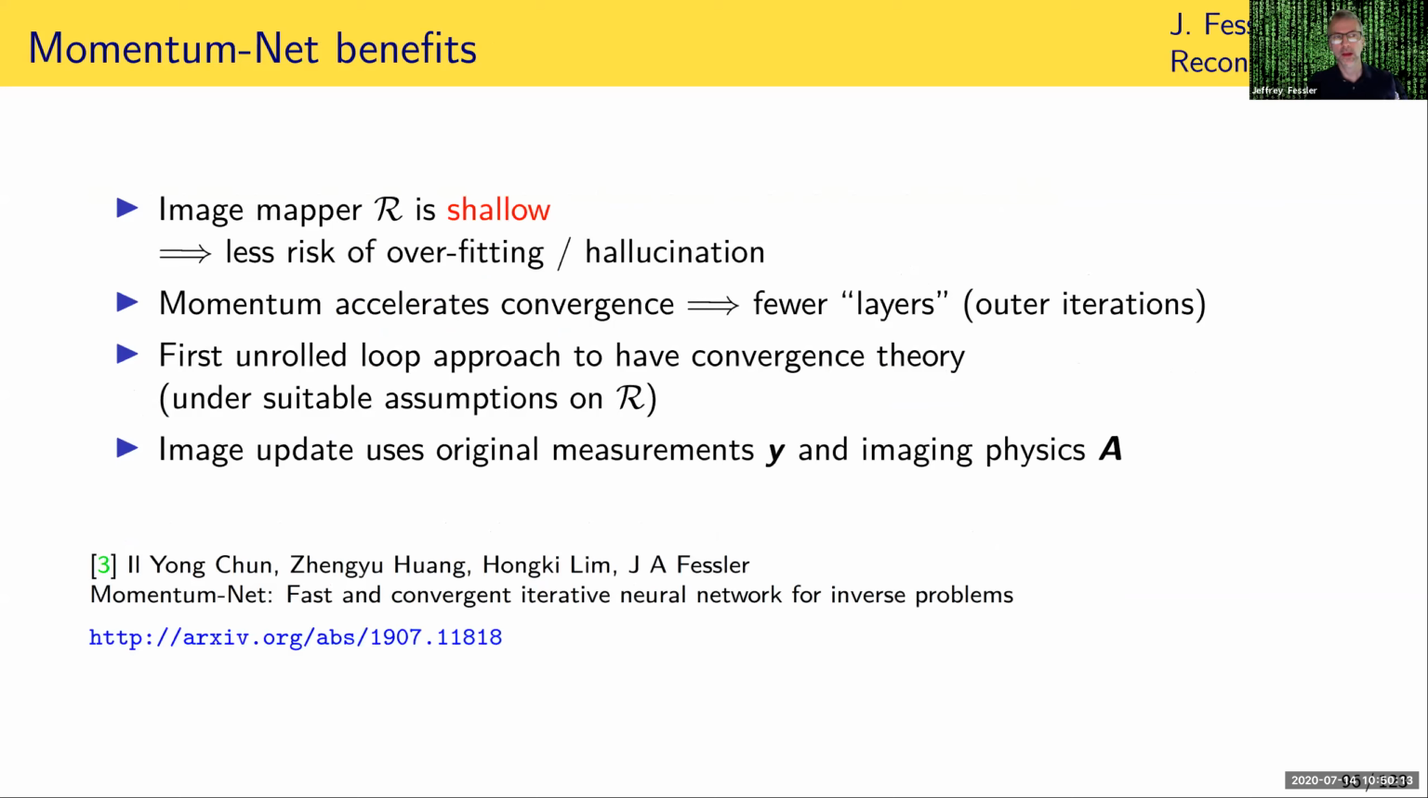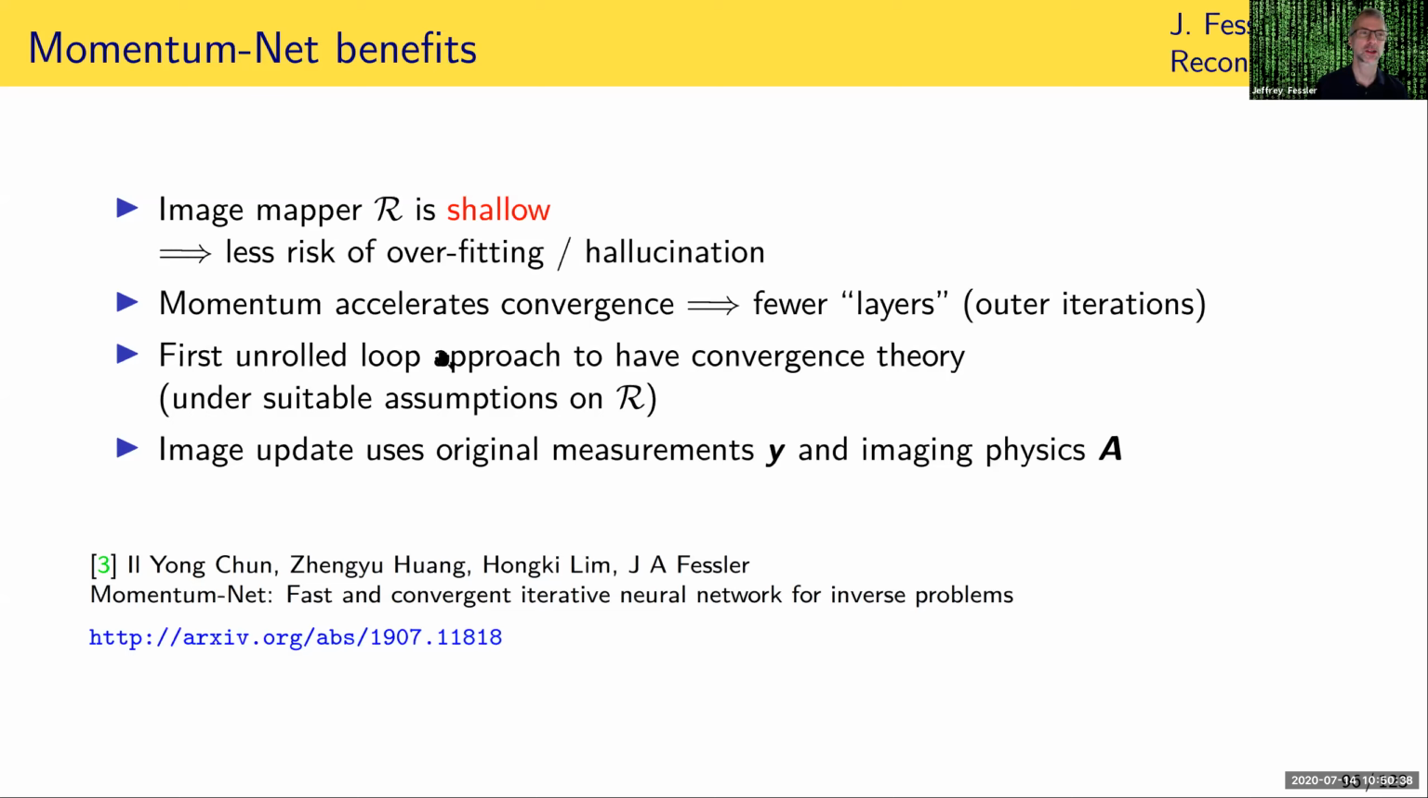And the image mappers, the denoisers that we use here, are shallow. They're just basically a set of filters, thresholds, and then filters again, because we think this has less risk of overfitting or hallucinating undesirable image features. It's easier to train that way as well. By using momentum, I'll show you that it actually leads to fewer layers or outer iterations that are needed.